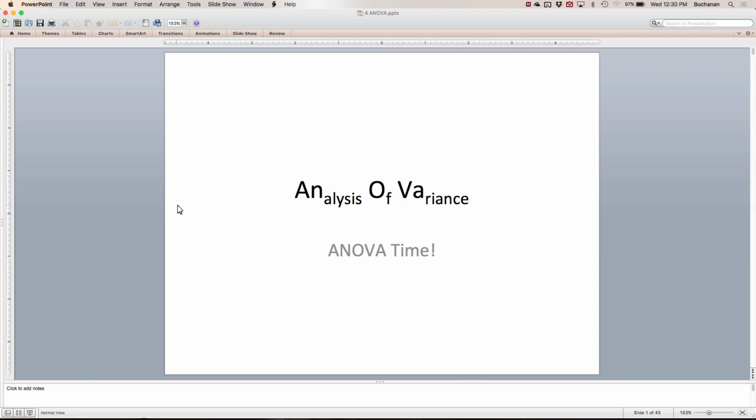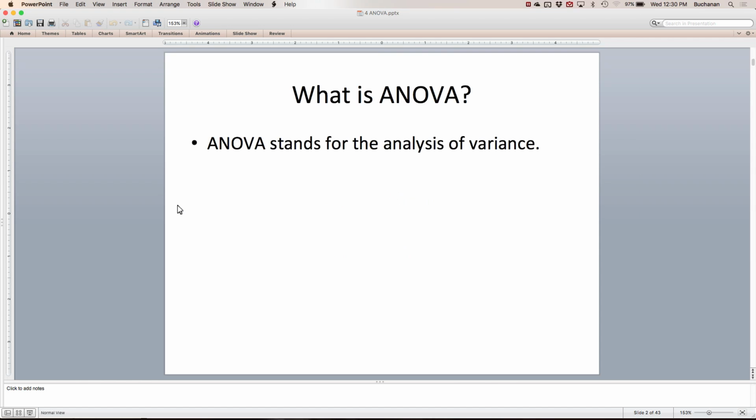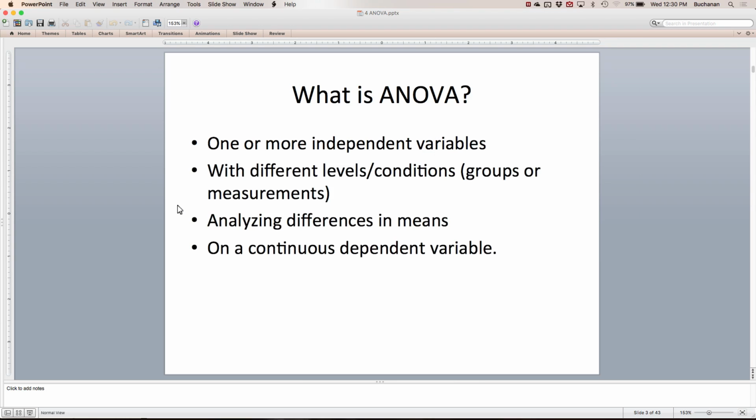So I got really cute on what ANOVA is. It's an analysis of variance. So that's what it stands for. That's why it's a cute acronym for analysis of variance. And it's really useful, let's move on, if you have lots of variables.